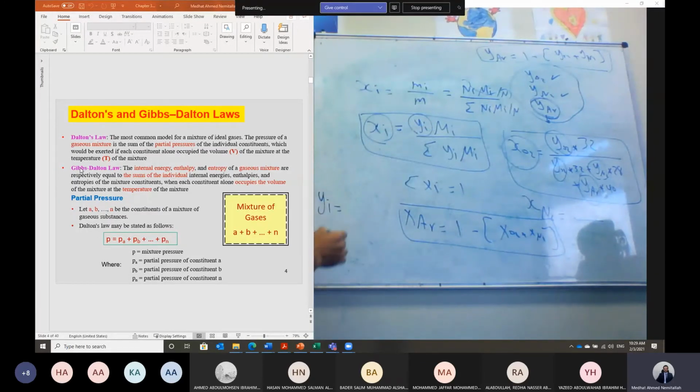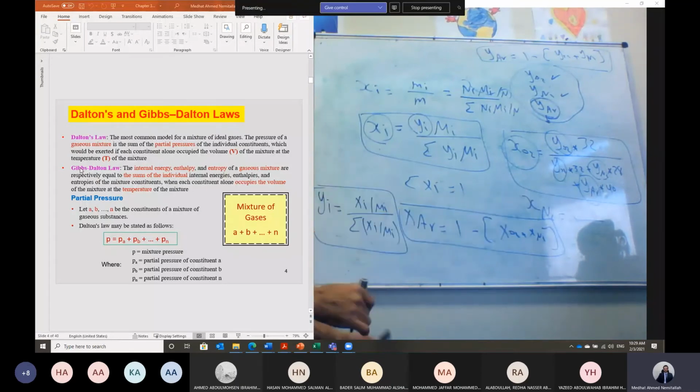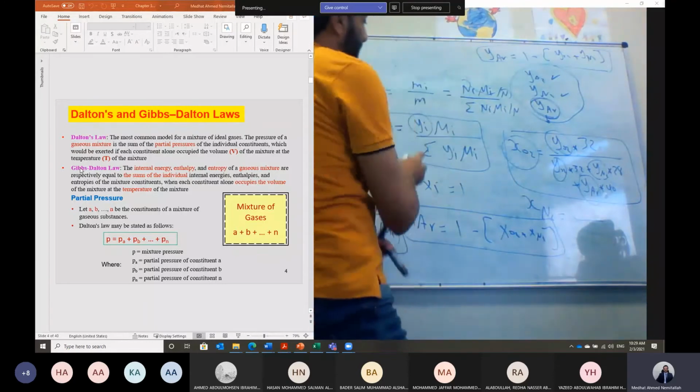We can do the reverse, converting from mass fraction to mole fraction, if those gases are given in mass fraction. So yi, you can just develop this equation, will equal xi divided by the molecular weight Mi, divided by the summation of xi divided by Mi. All of this is written in the slide, and then we can convert from mole fraction to mass fraction, or from mass fraction to mole fraction, in this case.